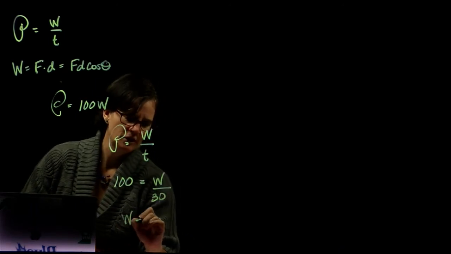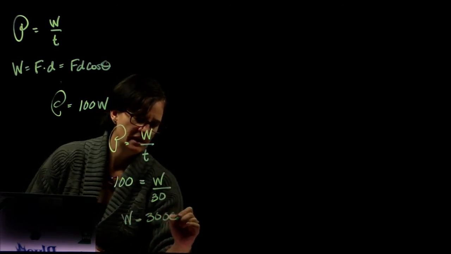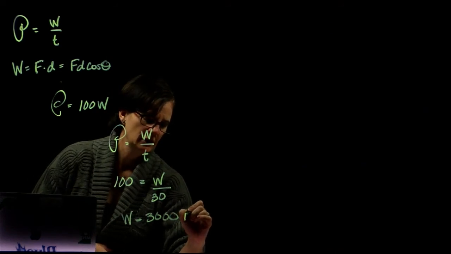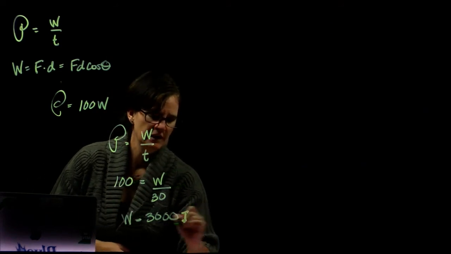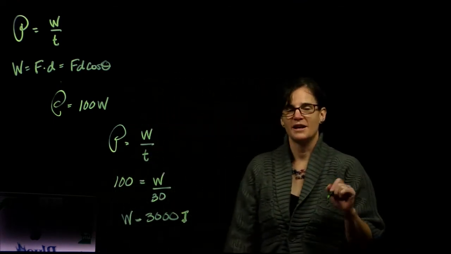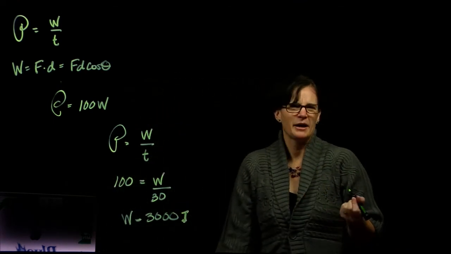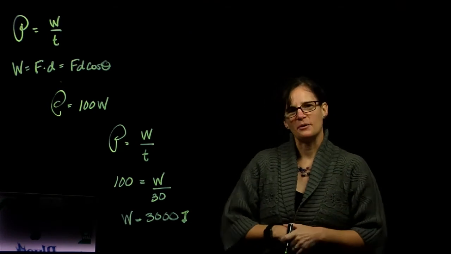So we learn that the work is 3,000 joules. 3,000 joules of work can be done by a 100-watt engine in 30 seconds. All right, so pretty straightforward use of the power relationship.